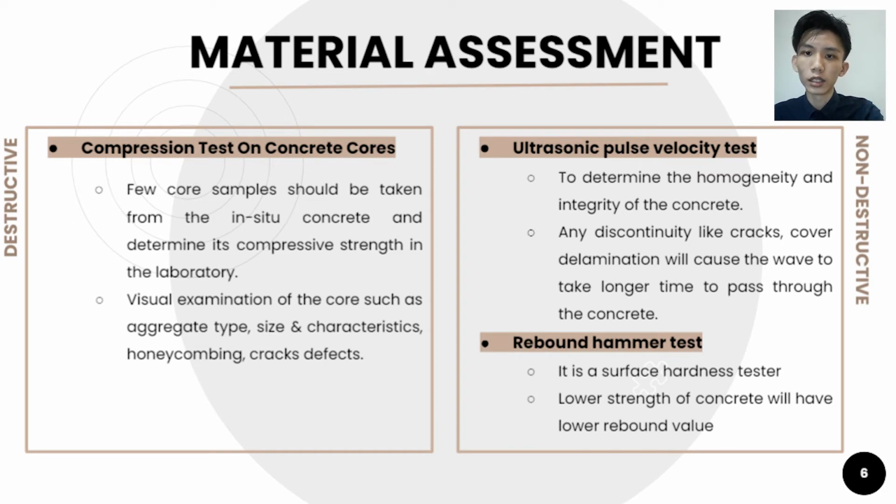The second test is the ultrasonic pulse velocity test. This is used to determine the homogeneity and the integrity of the concrete. Concrete with any discontinuity or crack will cause the wave to take a longer time to pass through the concrete. The third test is the rebound hammer test.